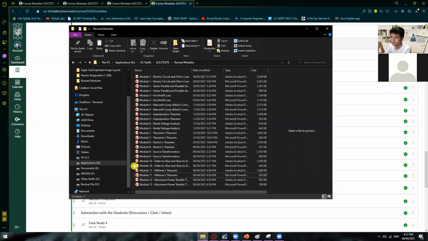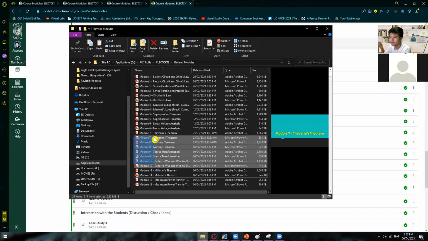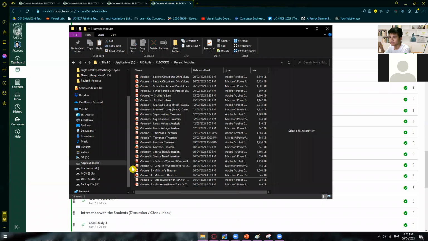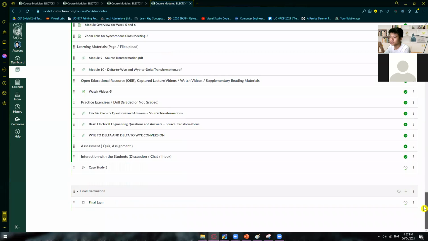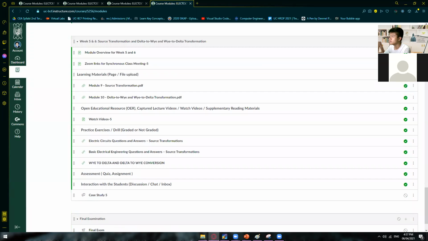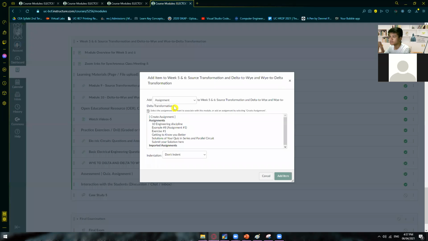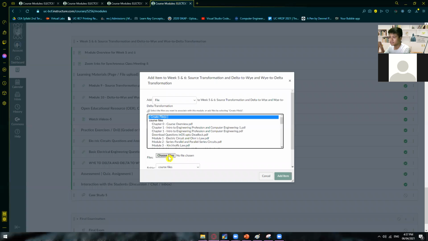As a reminder, your final exam will be composed of four modules only, from the Thevenin's theorem up to the delta to y and y to delta transformation. Just those four. I'll send those two modules later on, or I'll just upload it right here so that everybody can access that one.